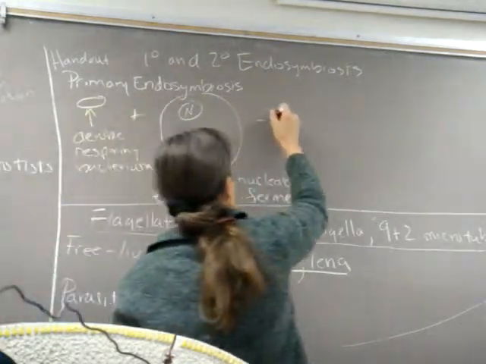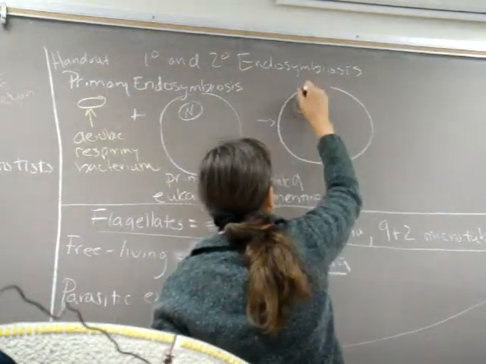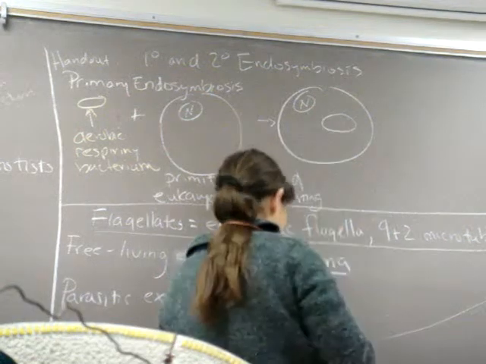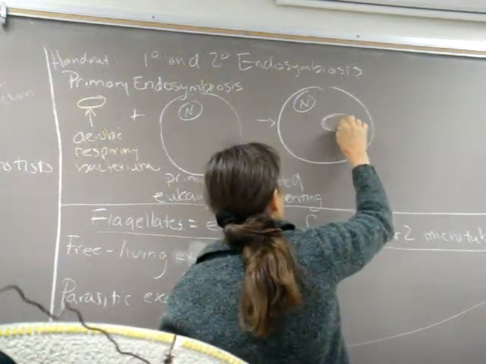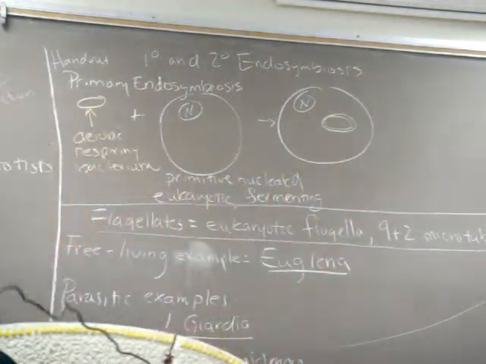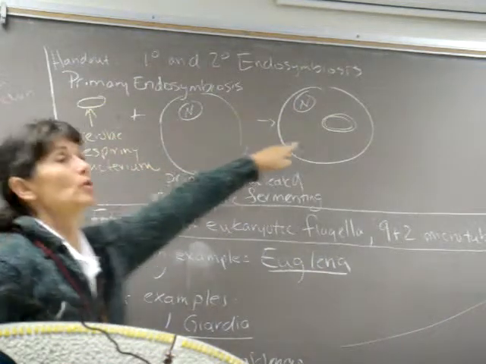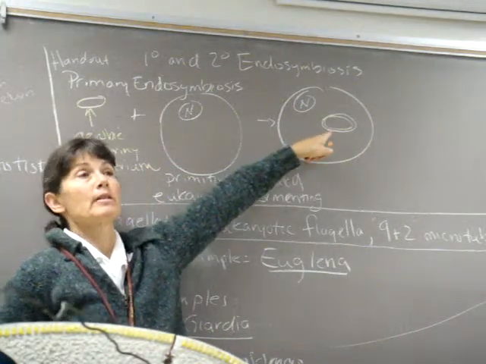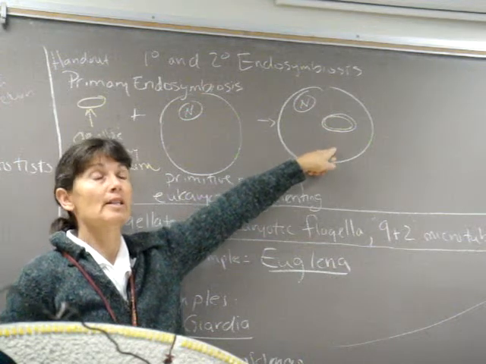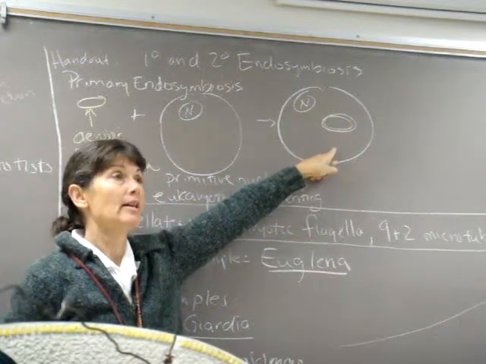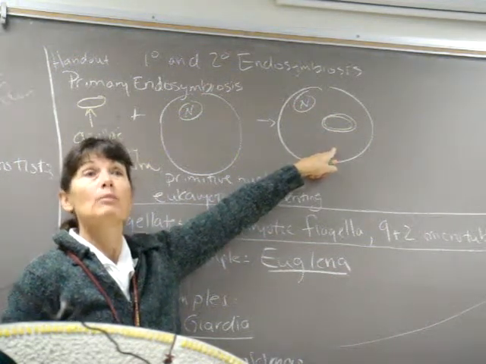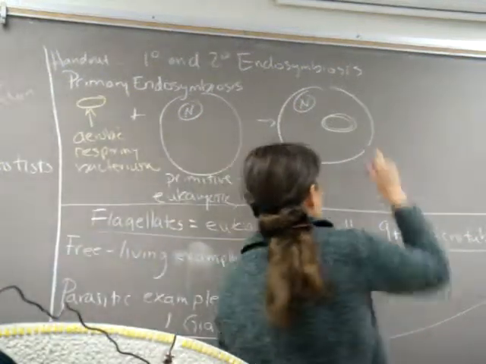So put plus here. But instead of the respiring bacterium being destroyed, the respiring bacteria actually lived. It survived inside the primitive nucleated cell. Not only did it survive, it could multiply. Okay, so it would multiply.